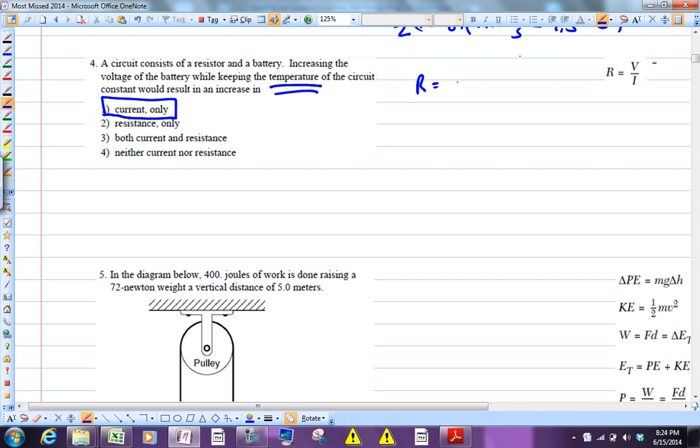R equals V over I. So if you increase the voltage and the resistance stays the same, then the current will go up. In fact, it's a linear relationship. V equals I R. If you double the voltage, you'll double the current because the resistance stays exactly the same. So the only thing that's increasing here is the current.